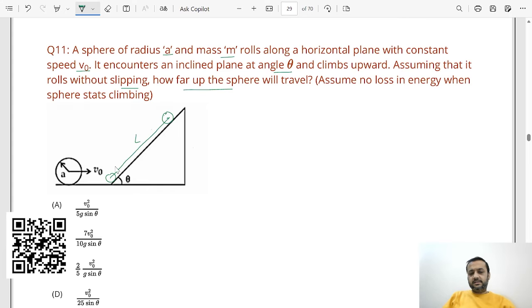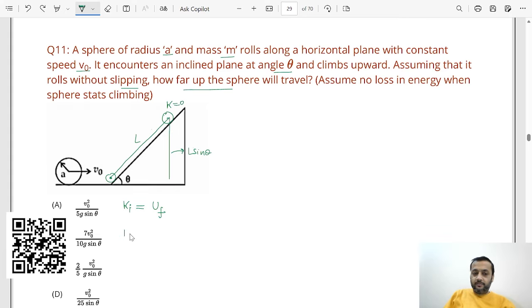Since the work done by friction is zero because pure rolling is happening, in pure rolling on a fixed surface, friction does not do any work. So we can conserve the energy here. The height the sphere has gone up is L sine theta. Whatever was the initial kinetic energy will become the final potential energy, because the kinetic energy will become zero at the top.